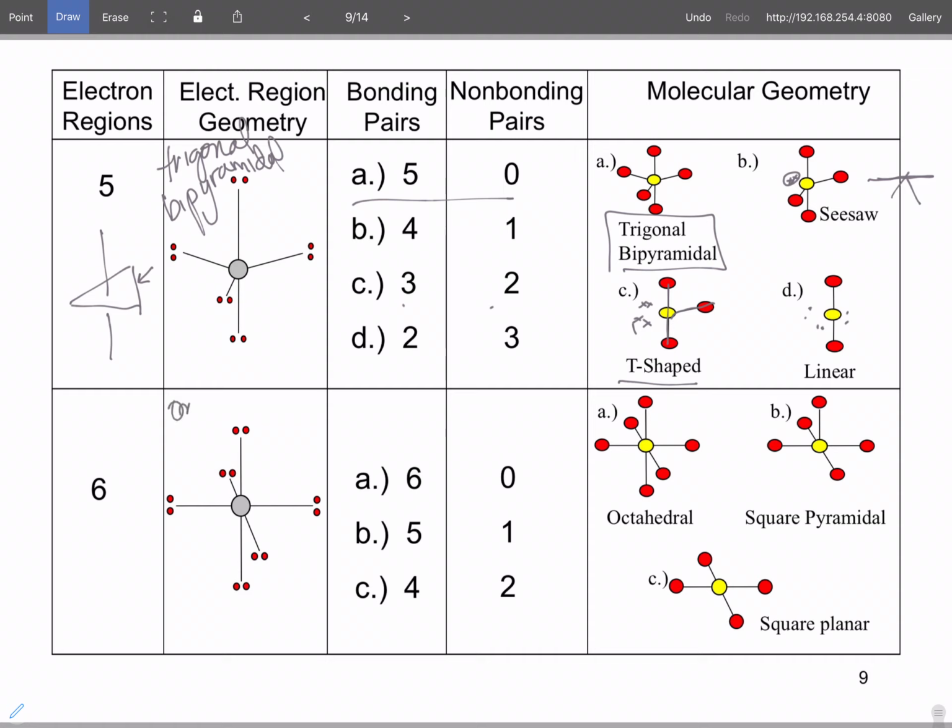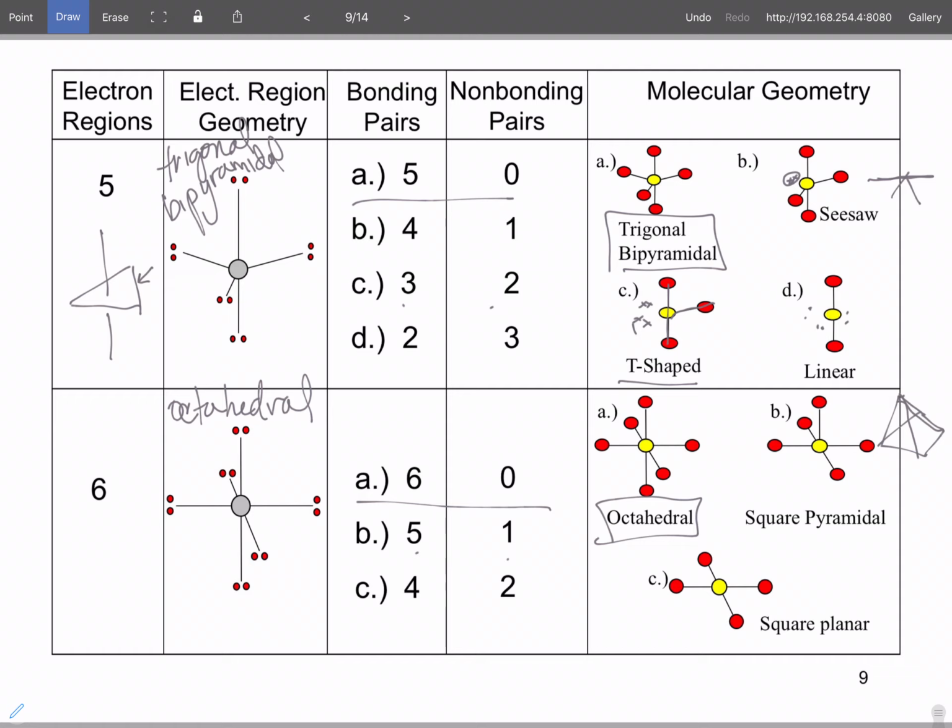So here's octahedral electronically. So if you have 6 and 0, again, same name. If you have 5 bonding and 1 non-bonding, the non-bonding pair is going to go in any position, it doesn't matter. And what that does is it leaves you with a square pyramid. So it's square pyramidal.